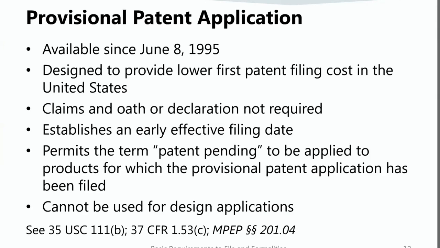Filing a provisional application also allows the term patent pending to be applied in describing and marketing the invention and in soliciting potential investors. This puts others on notice that a patent application has been filed. Note that a provisional application must be for either a utility or plant patent, not for a design patent. Most patent applications are for utility patents.